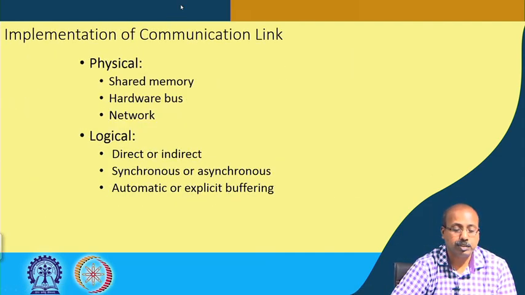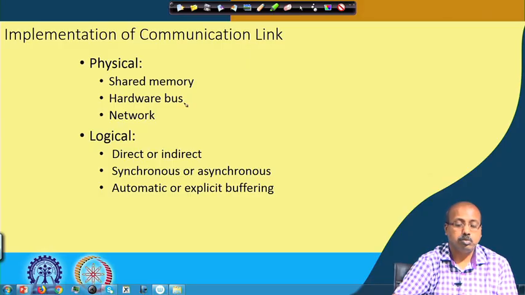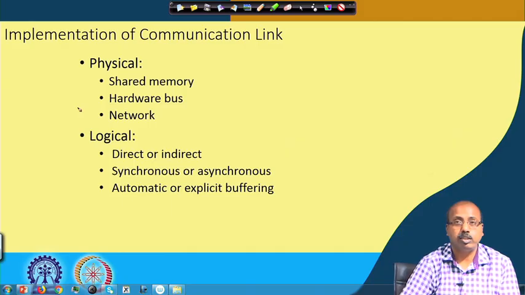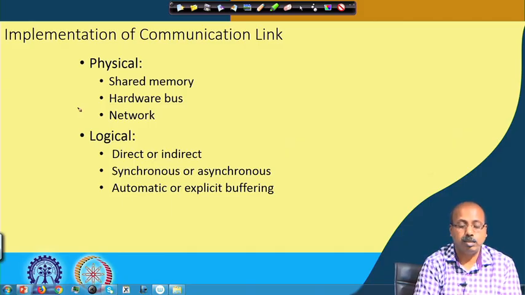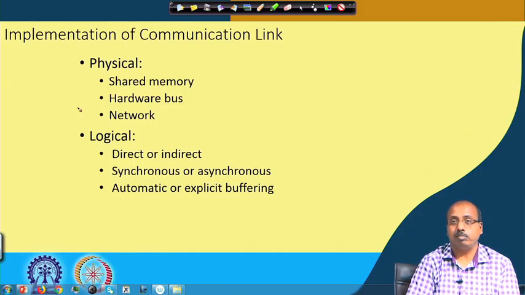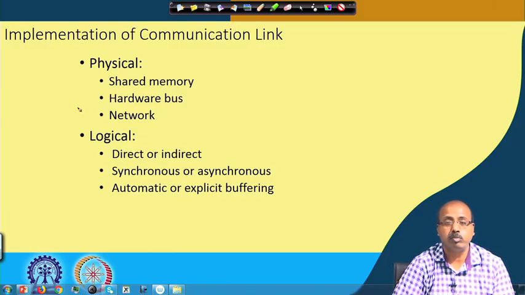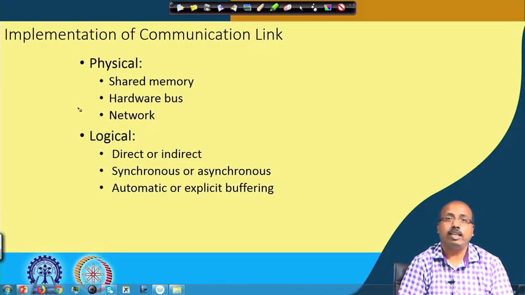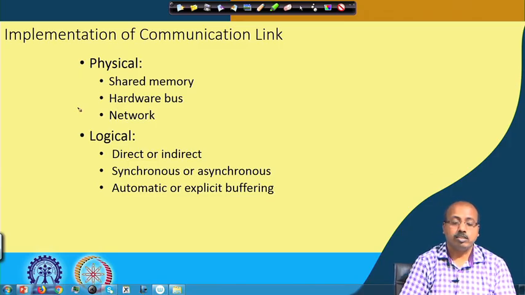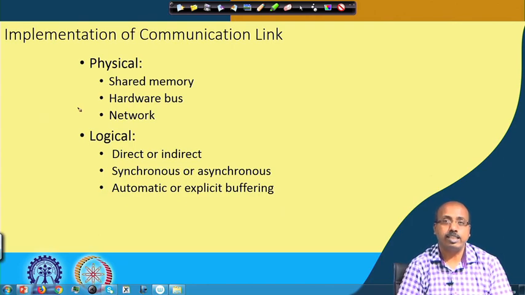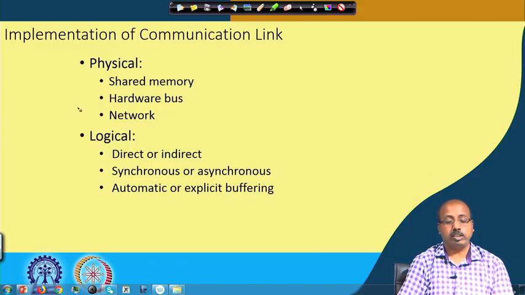As far as the implementation is concerned, we can have physical communication, the communication link. There should be a physical part and a logical part. Physical means the communication may be via shared memory. Just like we discussed the shared memory creation with the shmget system call, similarly we can have some dedicated part of shared memory which acts as a message queue between two processes. That is one possibility.